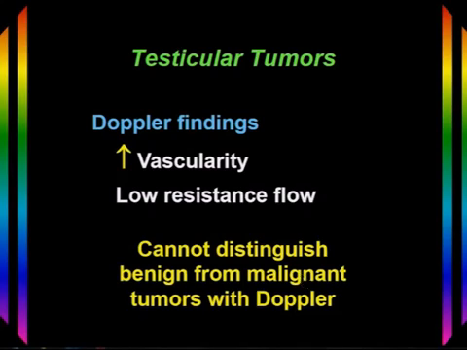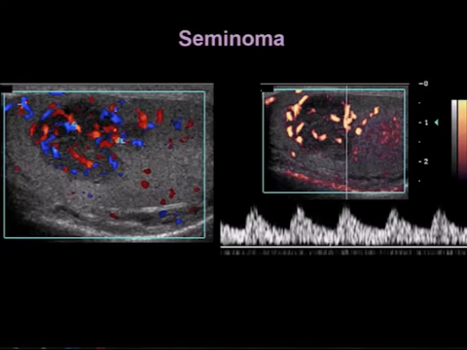Now, testicular tumors typically have increased vascularity compared to the surrounding testicular parenchyma, and the flow in the vessels is usually low resistance. Unfortunately, benign tumors also have increased vascularity, so we can't use color Doppler to distinguish benign from malignant tumors. So here, for example, is a seminoma.